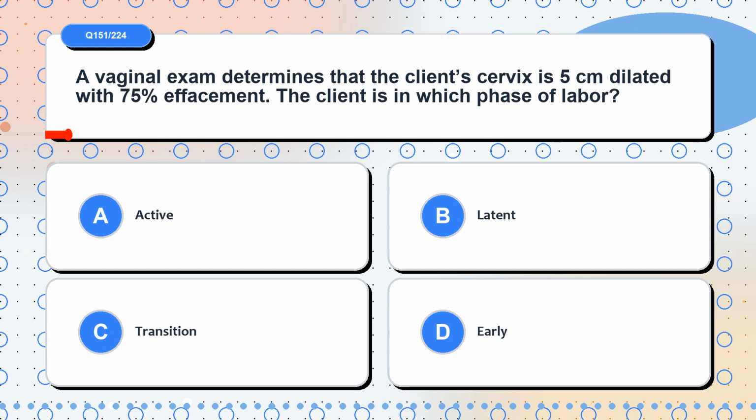Question 151. A vaginal exam determines that the client's cervix is 5 cm dilated with 75% effacement. The client is in which phase of labor? Here are the options. Option A, active. Option B, latent. Option C, transition. Option D, early.